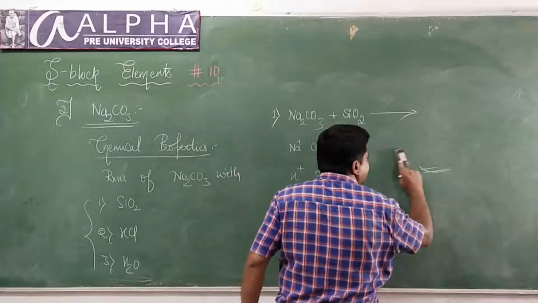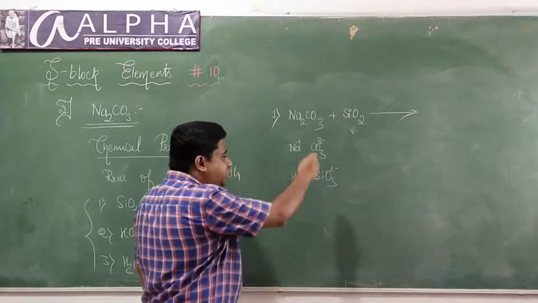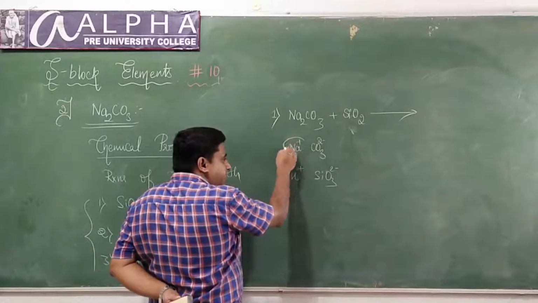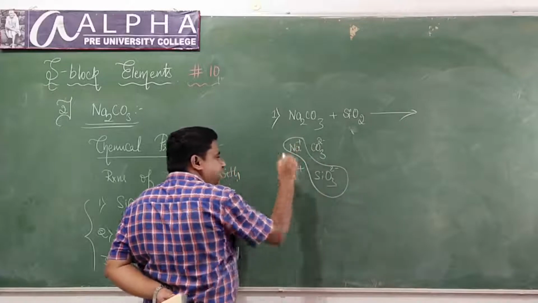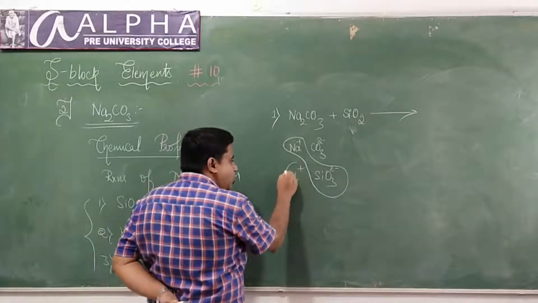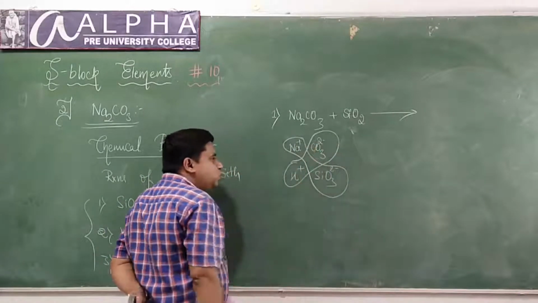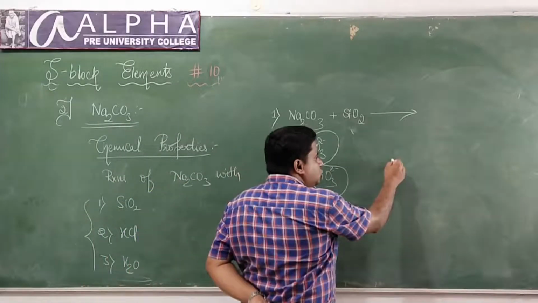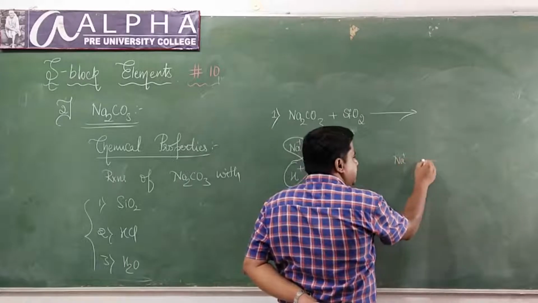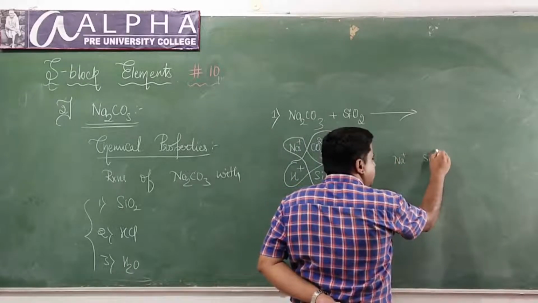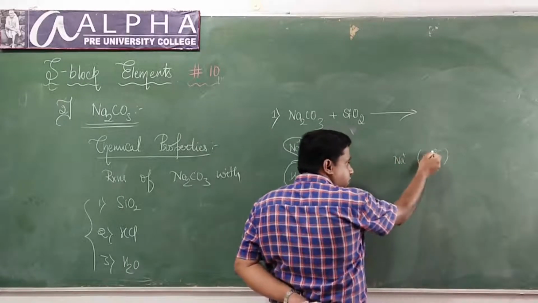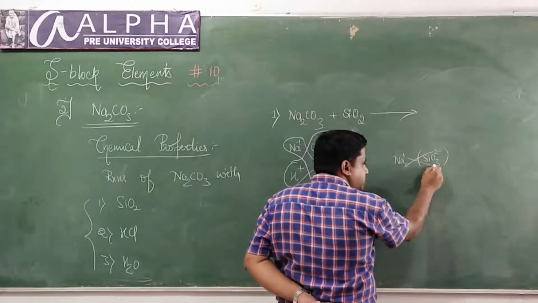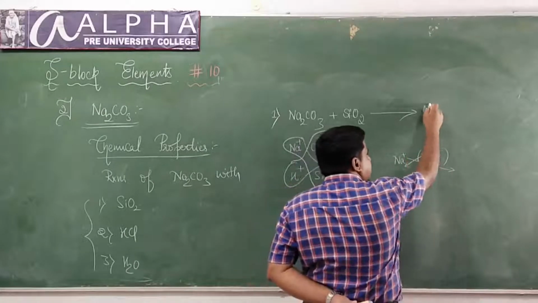Now can you interchange the ions? You make this cation react with this anion, and this cation react with this anion. Therefore, what are the products formed? We have Na plus ion and SiO3 2 minus ion. Just use the crisscross method. What is the product formed?